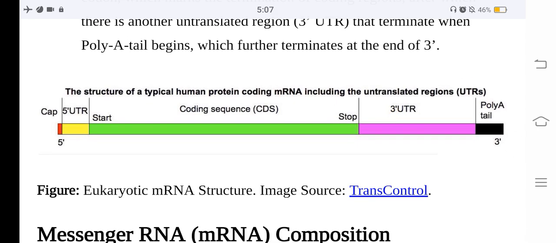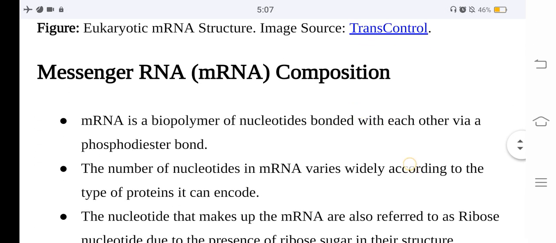Okay, so here we could see the eukaryotic mRNA structure. The structure of a typical human protein coding mRNA, including the untranslated regions or UTRs: cap region, 5' UTR, start, coding sequence or CDS, stop, 3' UTR, and poly A tail regions. So these are the major regions.